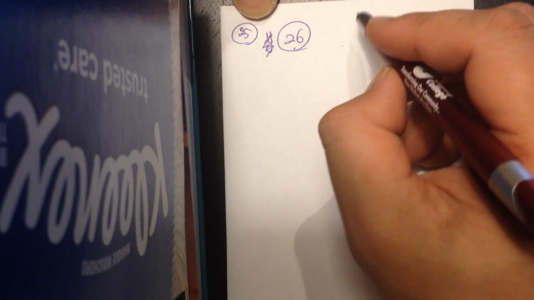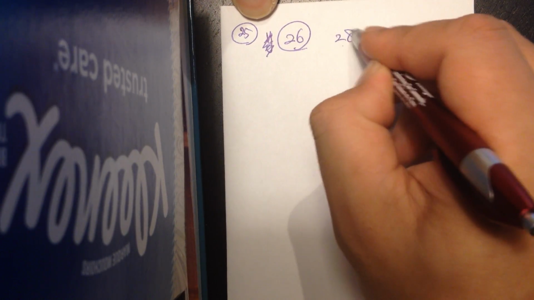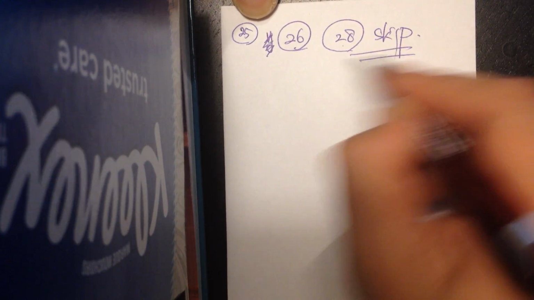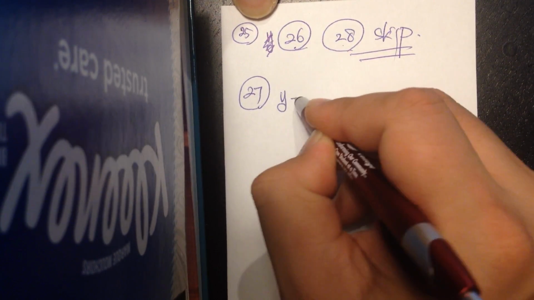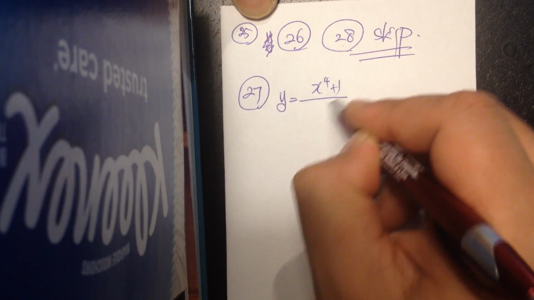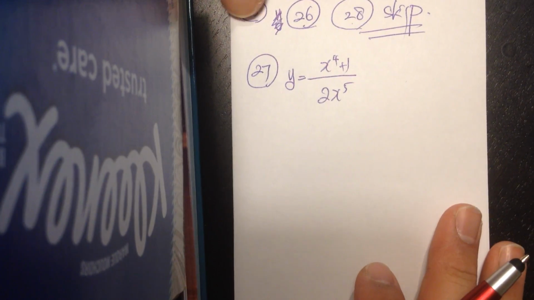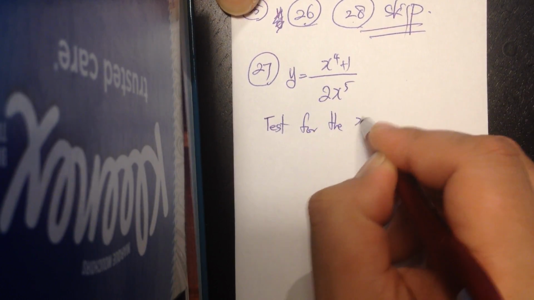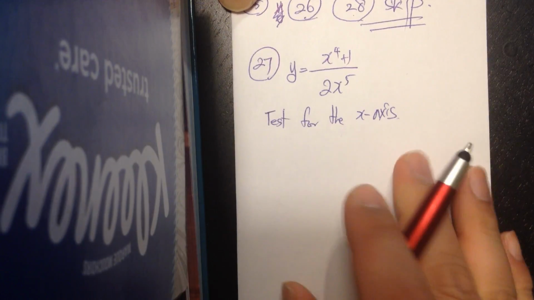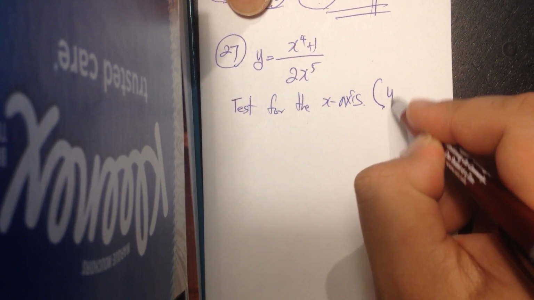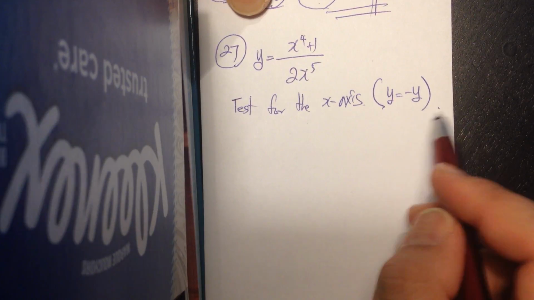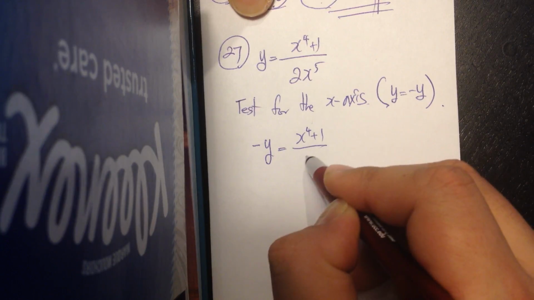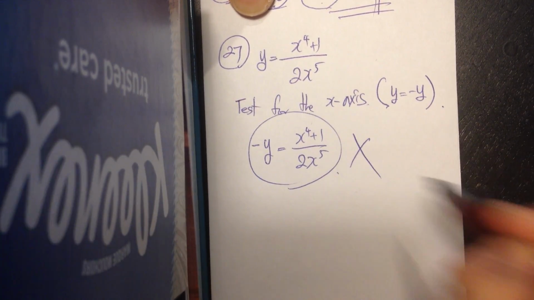26. I'm going to show you 27, okay? So skip these. Okay, skip. But let me show you 27. Okay, same way. Let's test for the x's. That means, obviously, immediately you know you're going to say, I want to replace with negative y. Now, as soon as you do that, what happened? You know this is not going to be the same as the origin. So you failed.